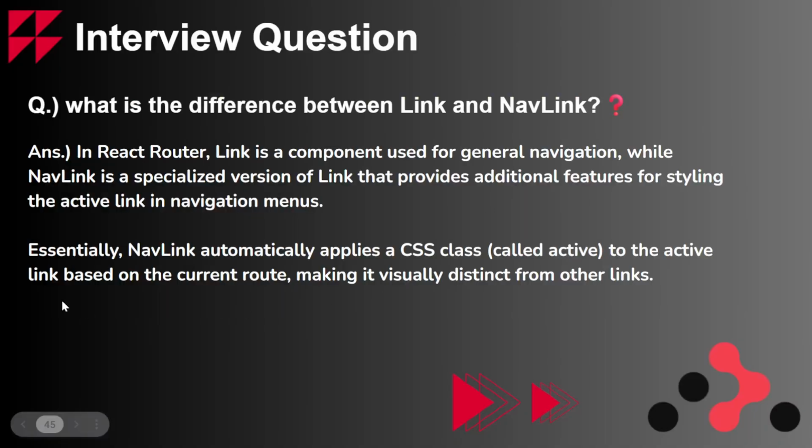Let's get back to our question and let's understand this statement. What it was saying, essentially NavLink automatically applies a CSS class called active to the active link based on the current route, making it visually distinct from the other links. Now I hope you can understand this sentence very easily, because I even showed you from the inspect tool that when you click on a particular link and if it is active, it will add a CSS class called active, and you can use that CSS class to give your customized style.